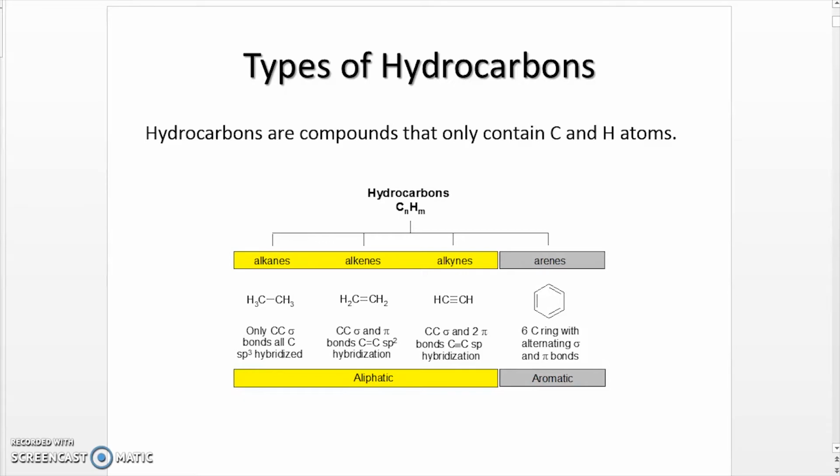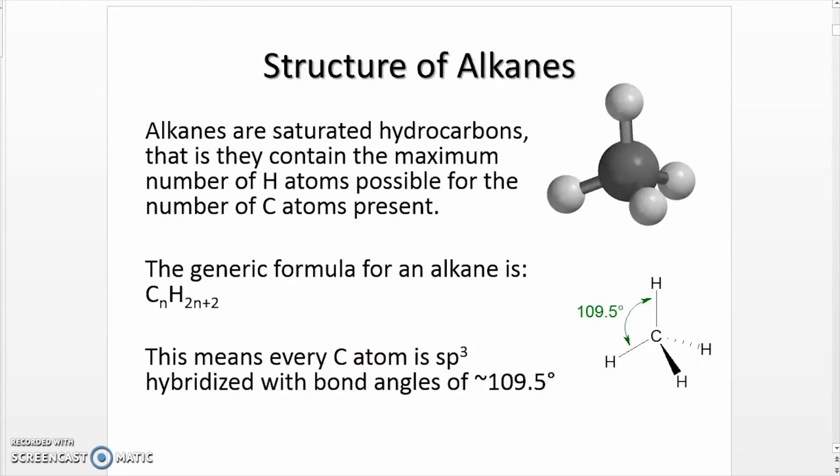You may have alkanes with all single bonds, alkenes with double bonds, alkynes with a triple bond, or arenes, which are six-membered rings with an alternating sigma and pi bond system. They're also termed aromatic, and we'll get to those later in the course. So let's look at the structure of alkanes.